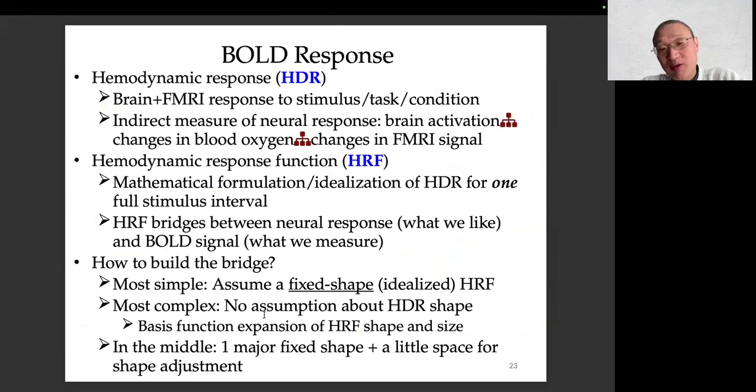Then we need to move to the notion of how we create those regressors, which we care about, associated with the tasks, right? So we need to bring up the notion of the hemodynamic response, the hemodynamic response function, and once we have those concepts, then we learn how to create those regressors.